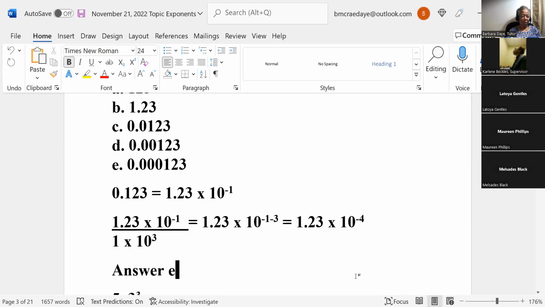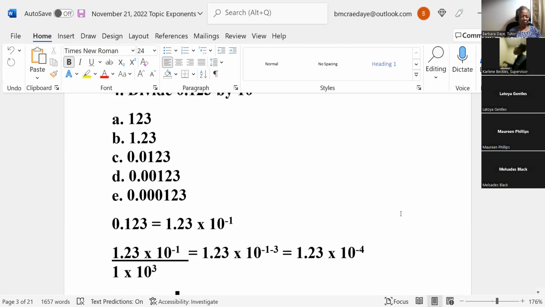Okay. So 1.23 divided by 1 is 1.23. 10 to the minus 1, subtract the exponent of the denominator from the exponent of the numerator: minus 1, minus 3, minus 4. So answer E. So there's your decimal point. You moved it between the 1 and the 2, and moving to the right, the exponent is negative.